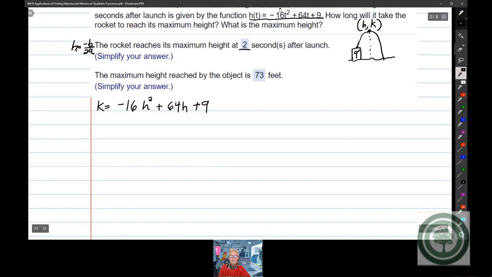Negative 16 is a, and 64 is b. So h equals negative b over 2a. That's going to be negative 64 over 2 times negative 16, which will be negative 64 over negative 32, which will be, what a shock, 2. 2 times 2 is 4, 2 times 3 is 6, that's how you get 64. H is 2 seconds.